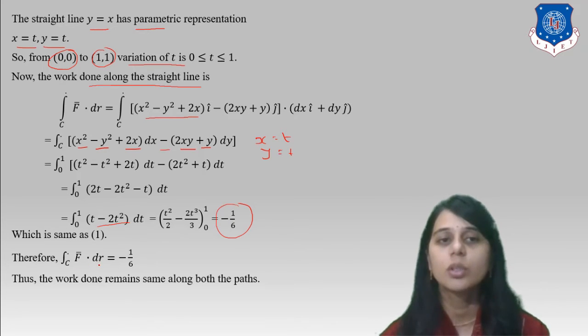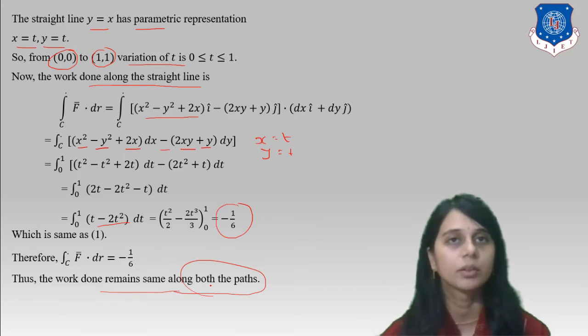So F bar into dr equal to 1 minus 1 by 6. Work done remains the same along both the paths. Okay.